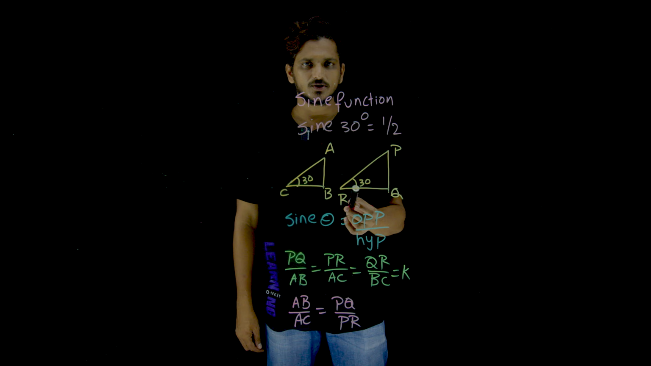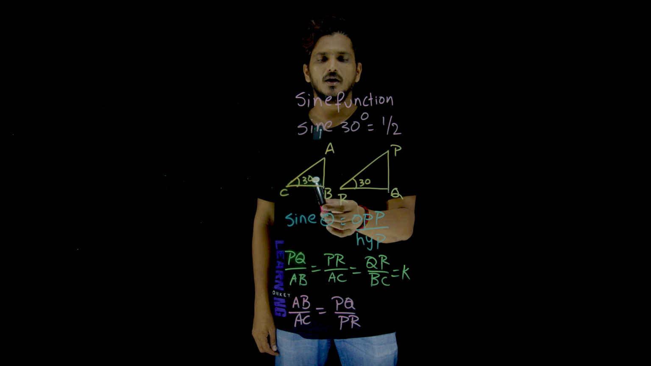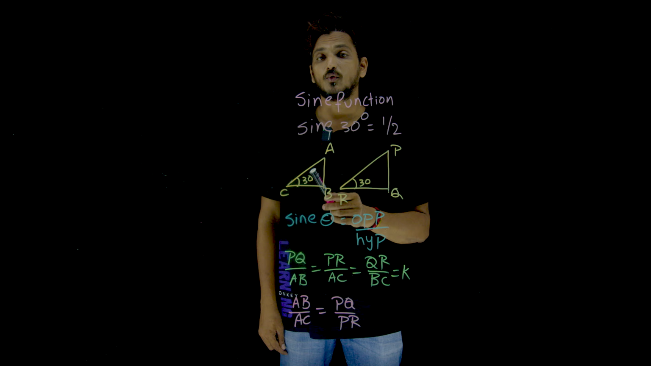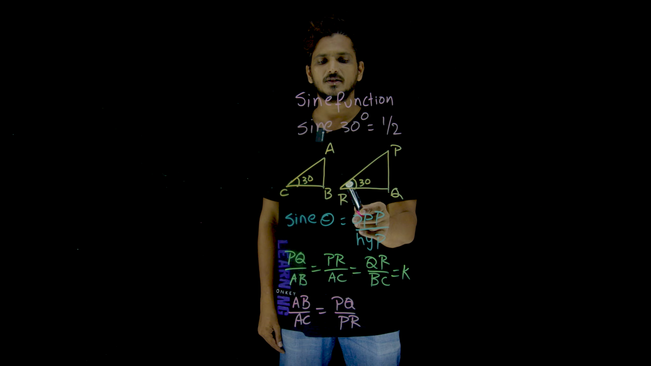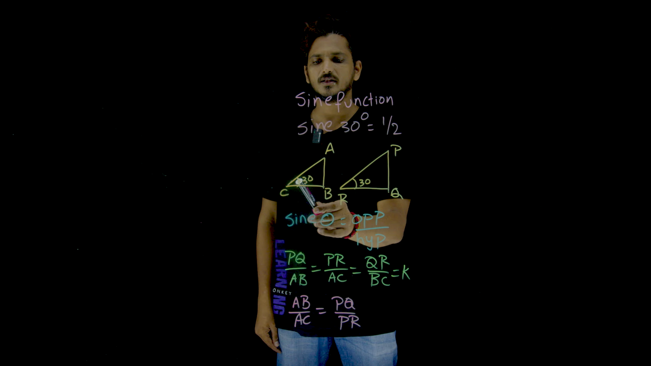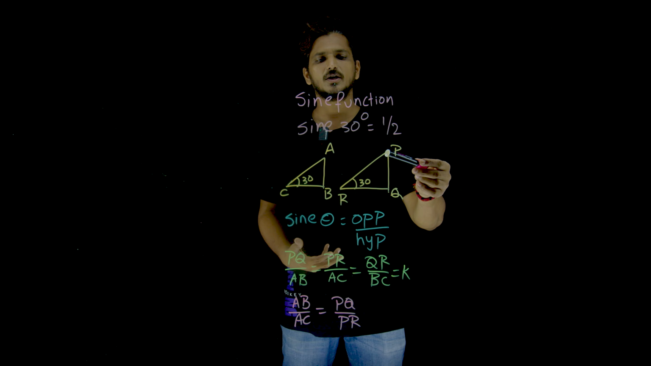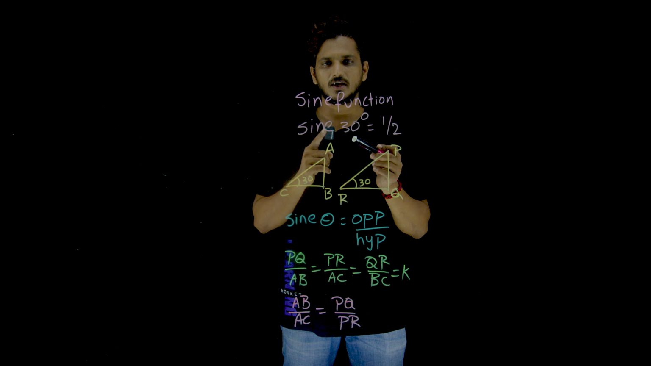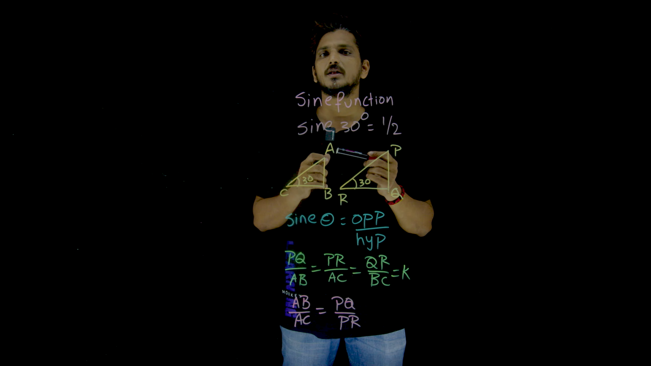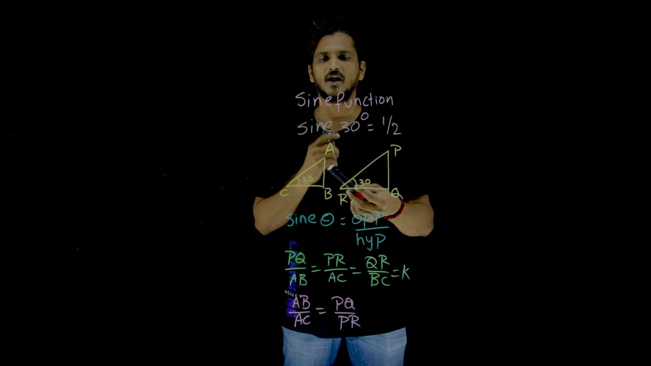So whenever you look at these two triangles, these are similar triangles. Why do we say they are similar triangles? The angle here is 90 degrees. The second angle is 30 degrees, 90 degrees, 30 degrees. Obviously, the third angle will be the same for both the triangles. If all the three angles are the same, then we say they are similar right angle triangles.